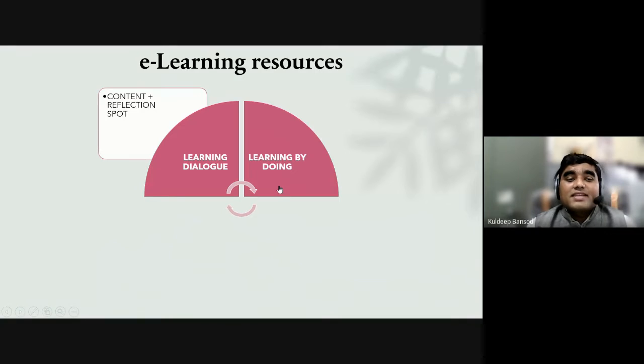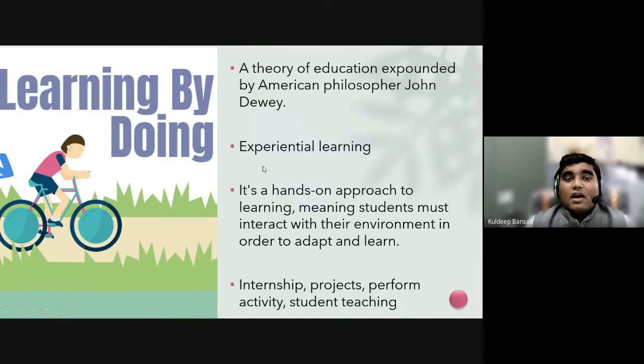Another e-learning resource is learning by doing. A theory of education expounded by the American philosopher Dewey tells about experiential learning, a hands-on approach where students must interact with their environment in order to adapt and learn. So internships, projects, different types of activities, art, and student teaching, meaning students teaching other students, are nothing but activities, that is, learning by doing. In this way, you can make students active learners.